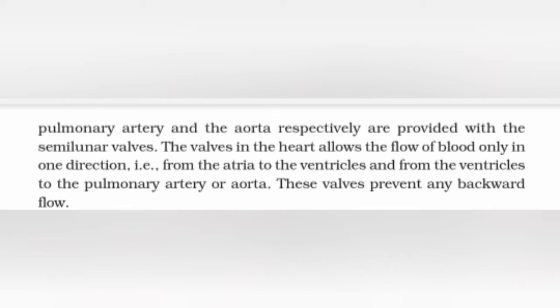The openings of the right and the left ventricle into the pulmonary artery and the aorta respectively are provided with the semilunar valves. The valves in the heart allow the blood to flow only in one direction, that is from atria to ventricles and from ventricles to the pulmonary artery or aorta. These valves prevent any backward flow.